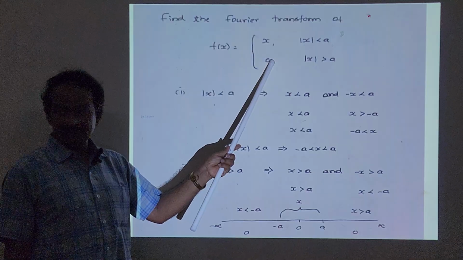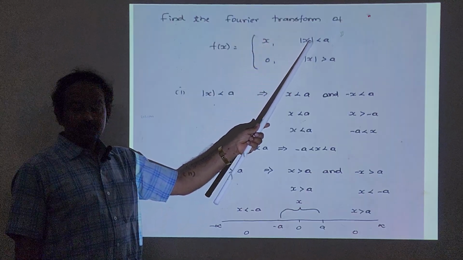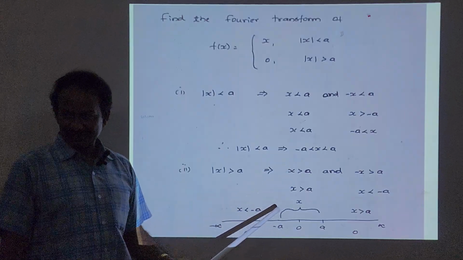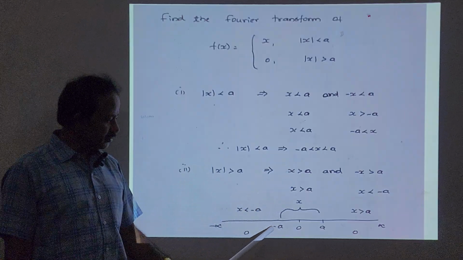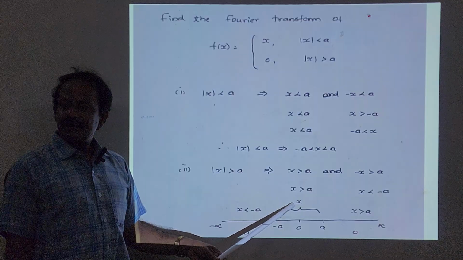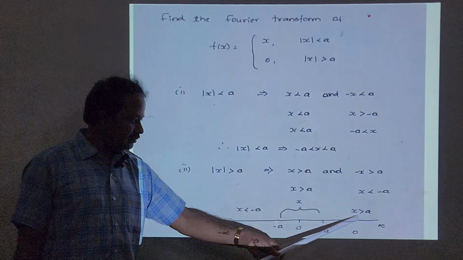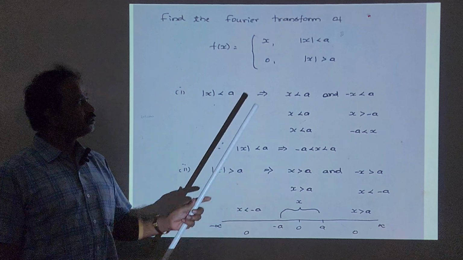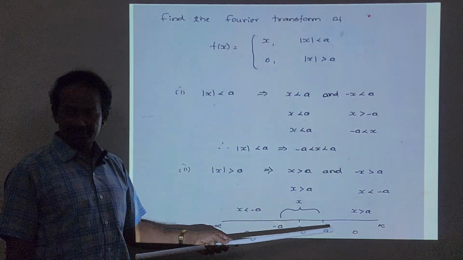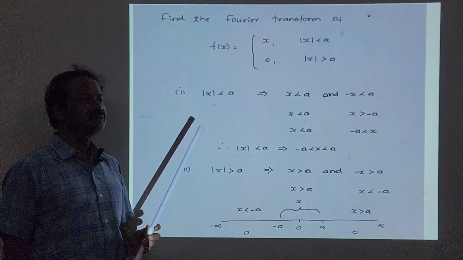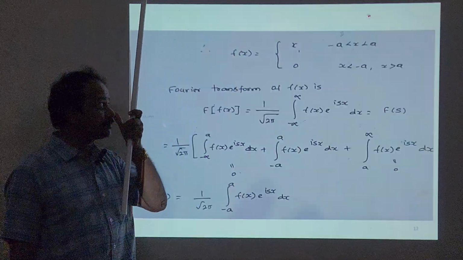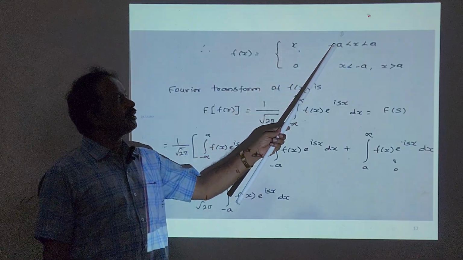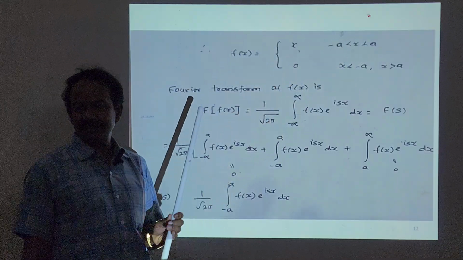This is your 0, limit is 0. Whereas x lies between minus a and plus a, answer is x. Is it okay? So during this interval we have the value x, and outside these limits we have the value 0. Okay, any doubt? So we are going to change this limit into this limit, easy to do the calculation. So we have changed the limits now. So x when x lies between minus a and plus a, 0 otherwise.